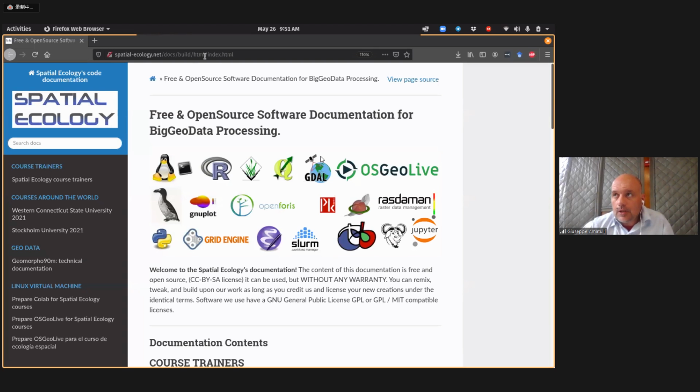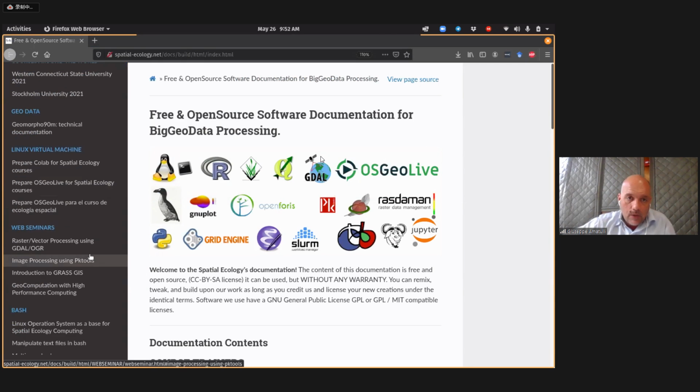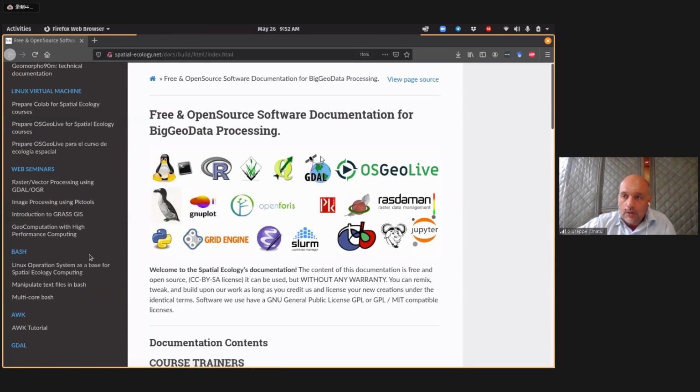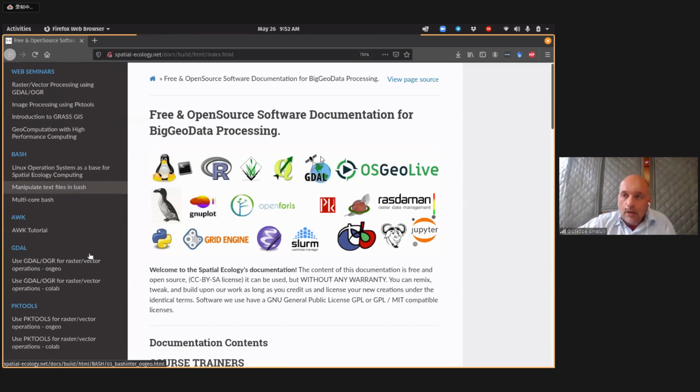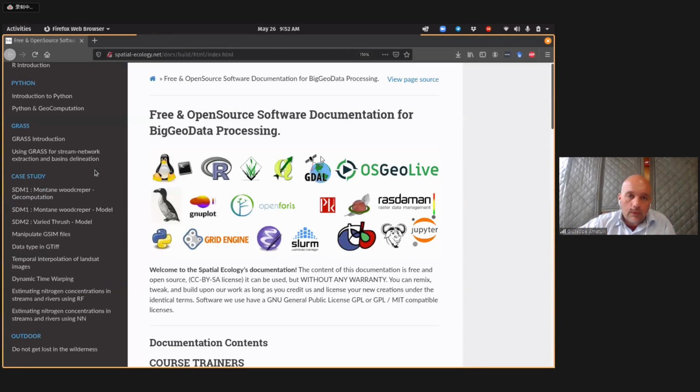Docs build, HTML, and Docker index. Over here, you can see all the different material that we have been using for this kind of application, and we have different language and software teaching procedures, including inclusive study cases, where they can go into the monitoring from species distribution, temporal interpolation of Landsat images for gap filling, dynamic time warping, and estimation of nitrogen concentration. This one is the one that I talked about.